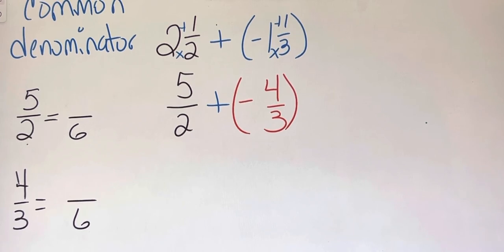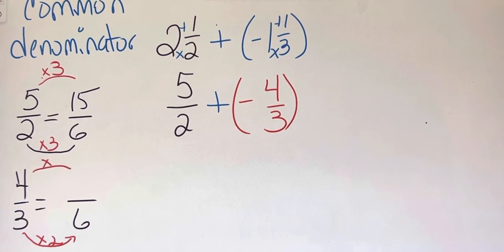So I'm just going to look here. What did I multiply 2 by to get 6? I multiplied it by 3. So what I do on the bottom, I always have to do on the top to keep the value of my fraction the same. 5 times 3 is 15. If I look at 4/3, what did I multiply 3 by to get 6? I multiplied it by 2, so I have to do that to the numerator, or the top number, to keep my fraction equivalent. So 4 times 2 is 8, and I get 8/6.